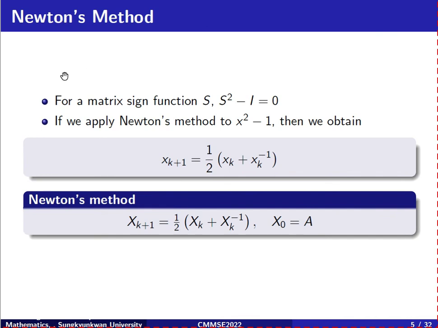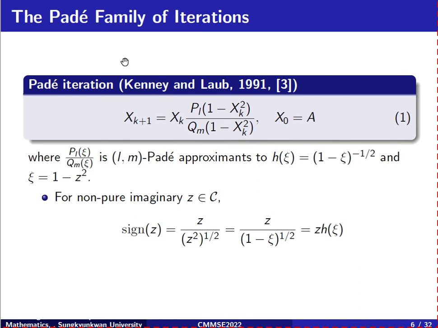So let's briefly review some classical methods for computing the matrix sign function. The first one is Newton's method. First, let's note that the matrix sign function satisfies this matrix quadratic equation. Based on this, we apply Newton's method to the scalar version and we get this one. Based on this, we consider the matrix version to get this one. And now here, the Padé family of iterations is given like this.